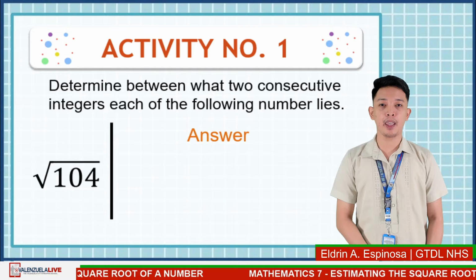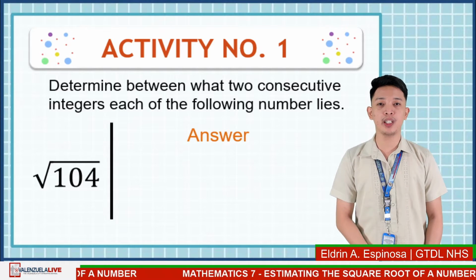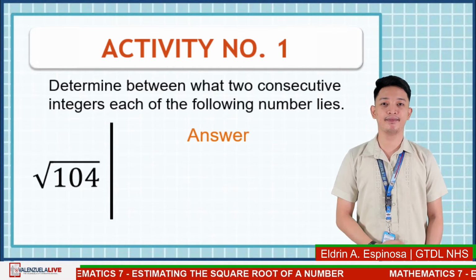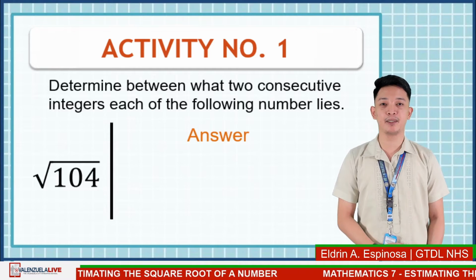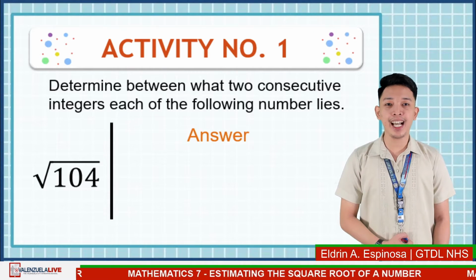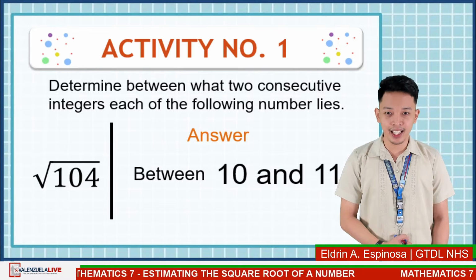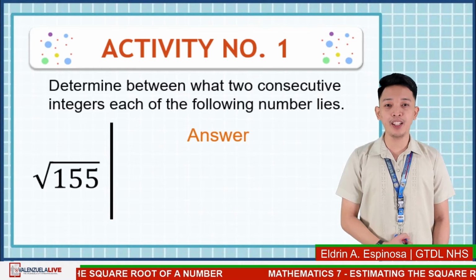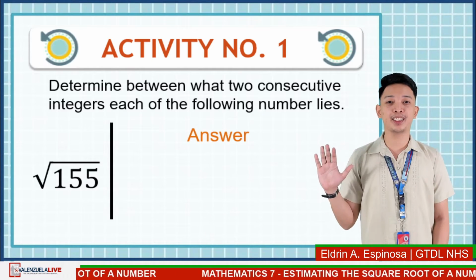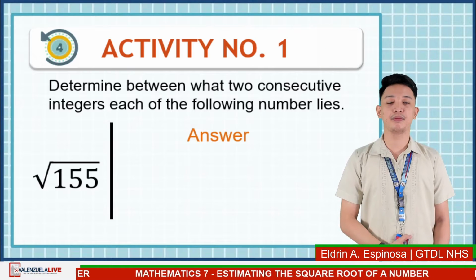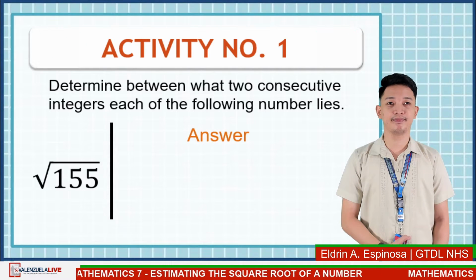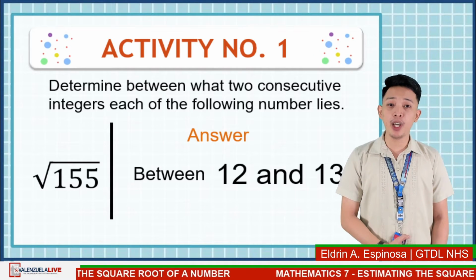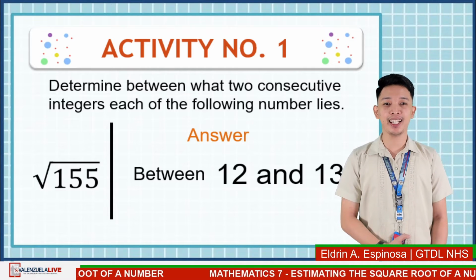Next number, square root of 104. 5 seconds, go! The correct answer is between 10 and 11. Last number, square root of 155. 5 seconds, go! If your answer is between 12 and 13, then you are correct.